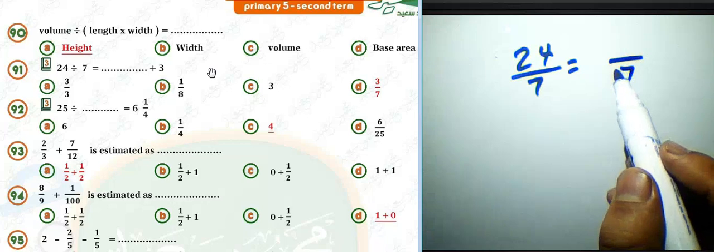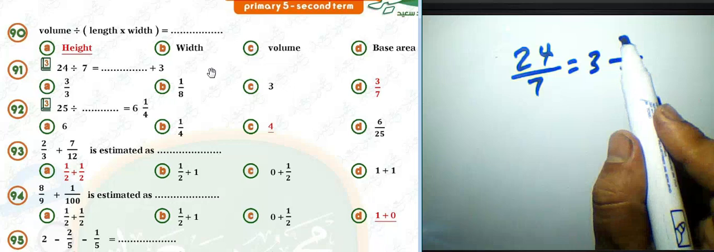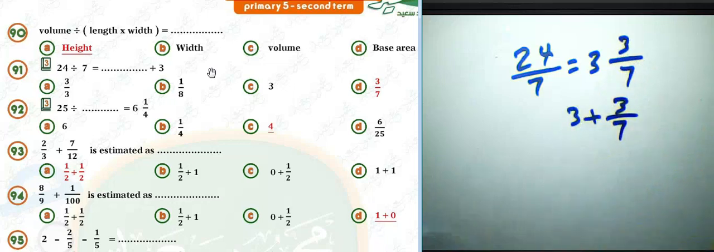24 divided by 7 equals what? Equals 3, and remember what? 3 times 7 equals 21, and remember 3. So it will be 3 plus 3 over 7. Choose letter D.